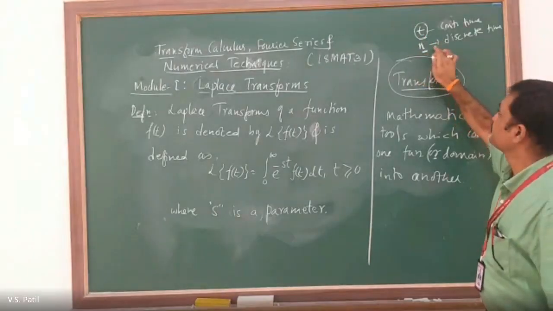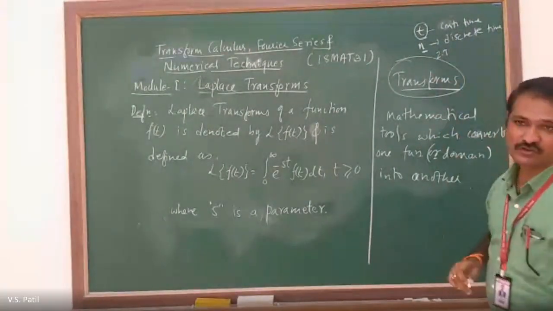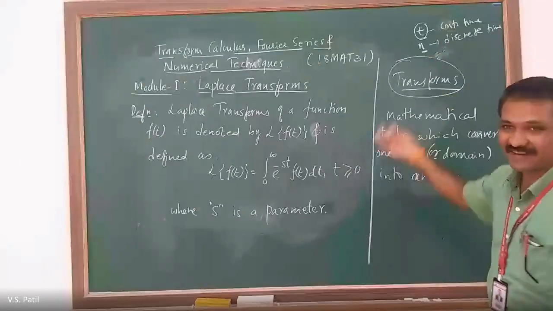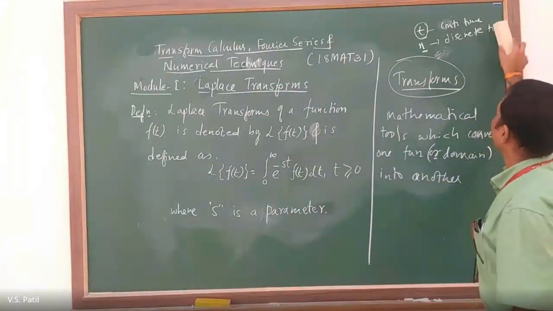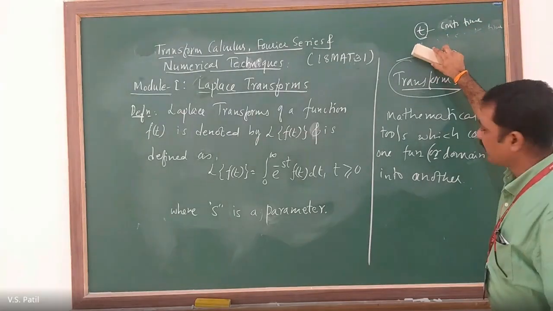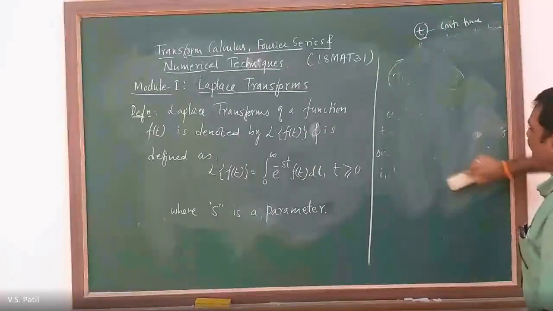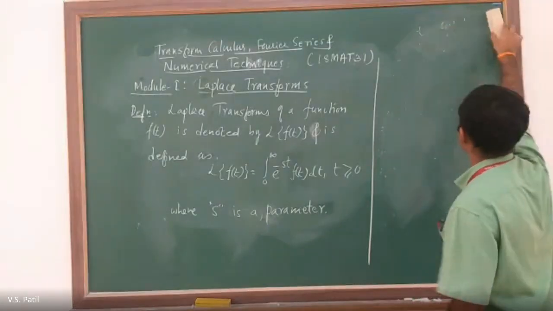This n is a discrete time domain. For this, we are going to use another transform named Z transforms, which we are going to deal with later. Is that clear? So for the time being, we are going to concentrate only on the continuous time domain. Now, let me tell you the definition of the Laplace transform.